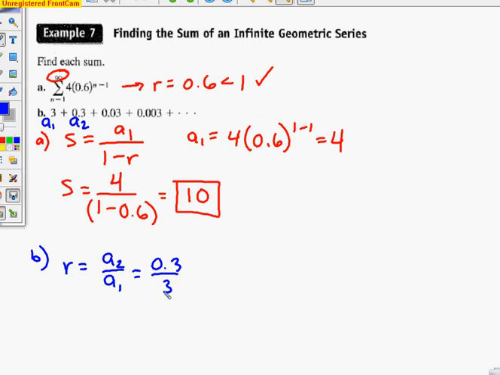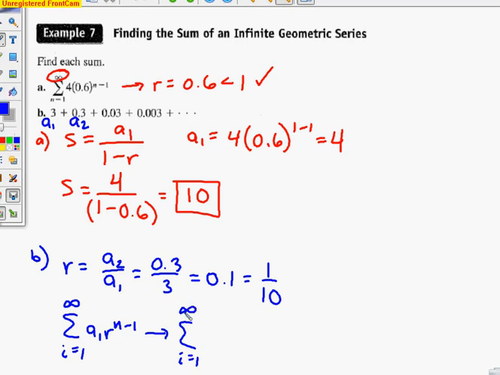0.3 divided by 3. And when you do 0.3 divided by 3, you get 0.1. So you can use that, or you can use the fraction 1/10. We're going to use 0.1. All right. So when I build my formula, the first term is going to be 3. So I'm going to build my formula just like the standard they give me. So sigma from I equals 1 to infinity on a sub 1 r to the n minus 1. So that would be sigma from I equals 1 to infinity on 3 times 0.1 to the I.